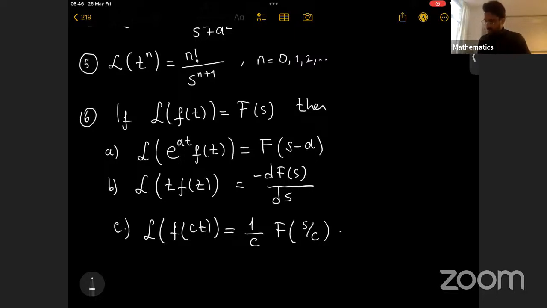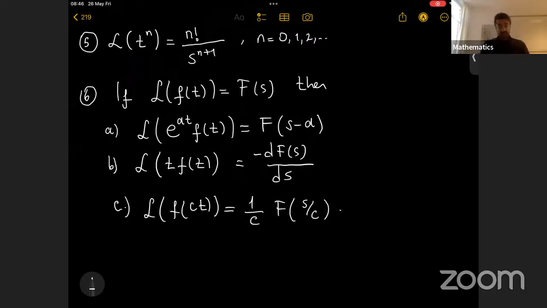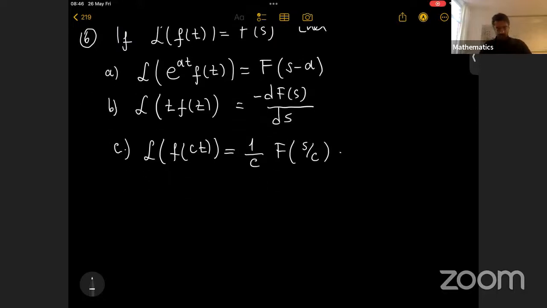Then we define step functions, because when we solve equations with Laplace transform, Laplace transform is especially useful when the right-hand side of the equation is a discontinuous function. Maybe let me also remind you of this: when we solve the differential equation, we use this, right? Maybe let's write this as a rule as well.